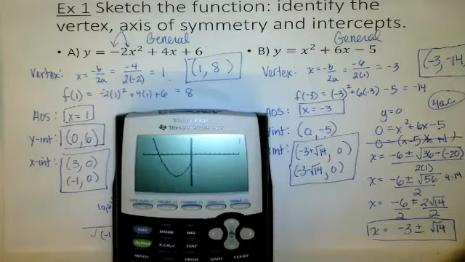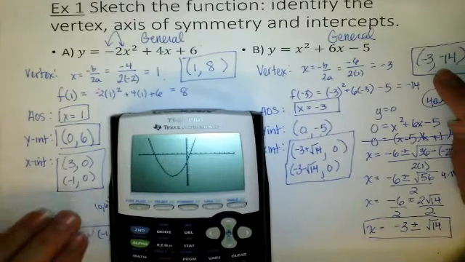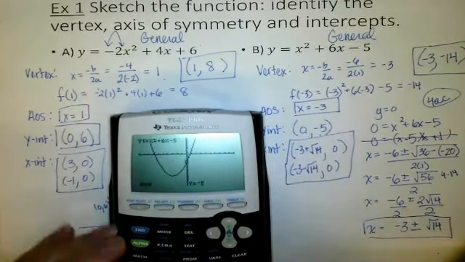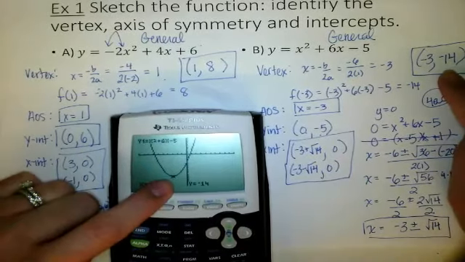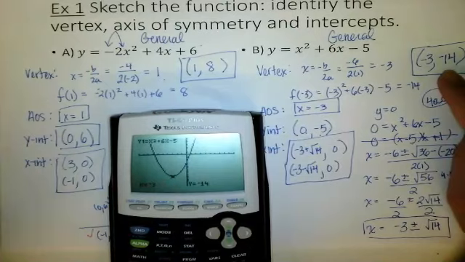You can do that on a Casio too. It's under viewing window, V window. All right, so now I can see everything, and I'm going to type in all the information here and see what happens. So I'm going to use trace, and I'm going to type in -3. And sure enough, that gives me my vertex at the bottom, -3, 14.